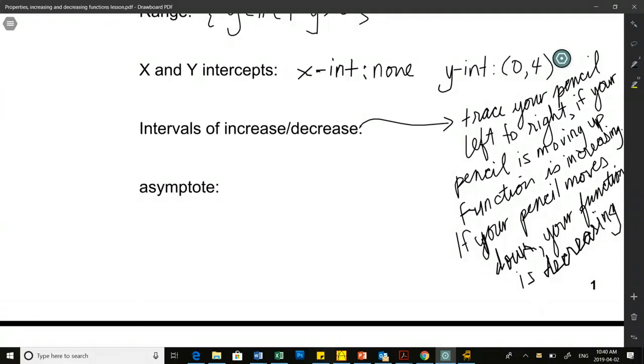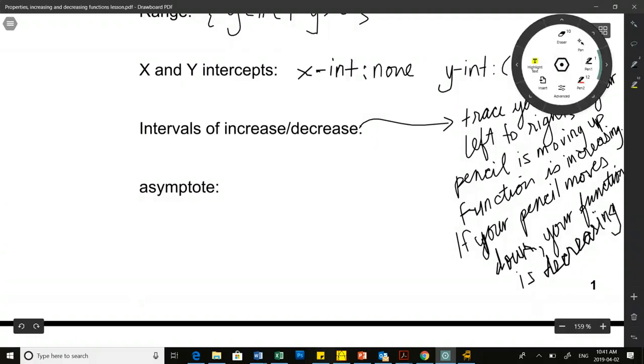Okay, so some functions can have increasing parts and decreasing parts. Like if I think about a regular quadratic, it has a section that is decreasing as I trace left to right. And then it starts increasing, right? Because it goes down and then it goes back up. Exponential functions are usually one or the other. It's either always increasing or always decreasing.